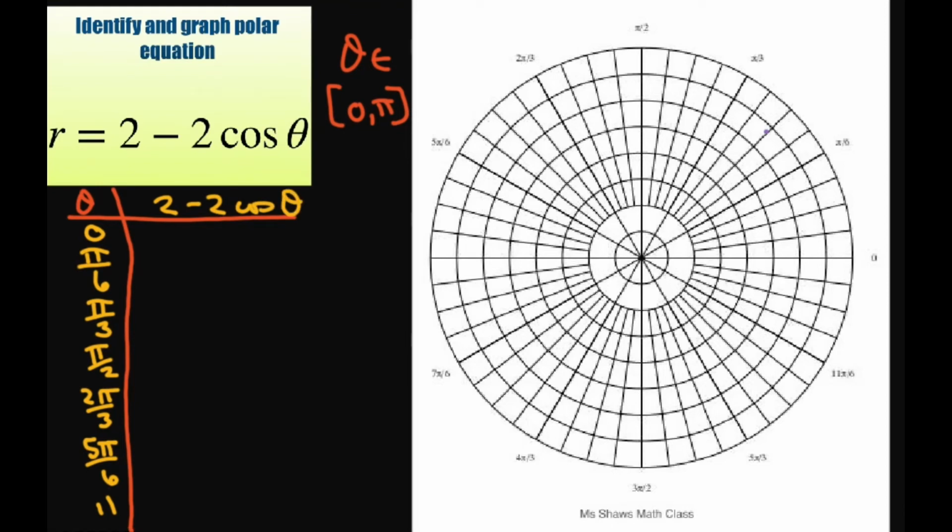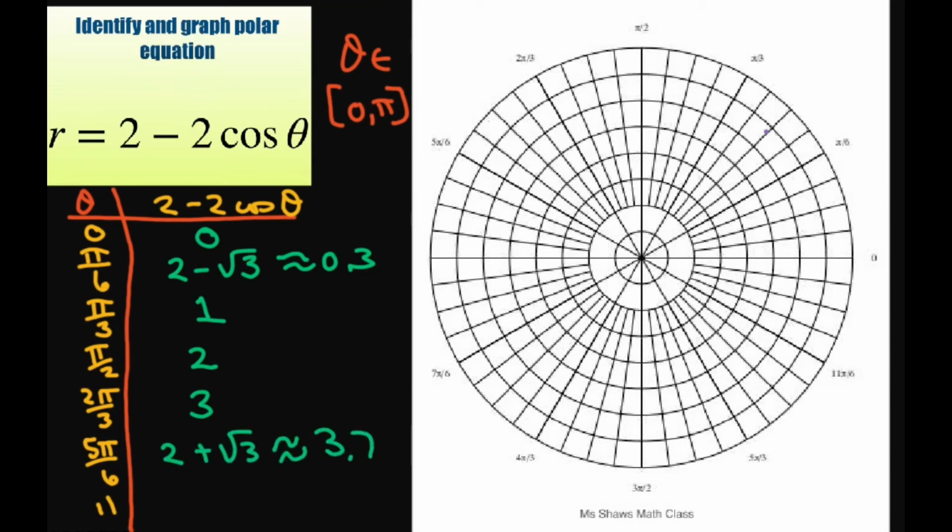Now substituting everything in, at angle theta equals 0, we're going to get r equals 0. At pi over 6, we're going to get 2 minus square root of 3. That's approximately 0.3. At pi divided by 3, we get 1. And then pi divided by 2, we get 2. 2 pi divided by 3 gives 3. 5 pi divided by 6 is going to be 2 plus square root of 3, which is approximately 3.7. And at pi, we're going to get 4.